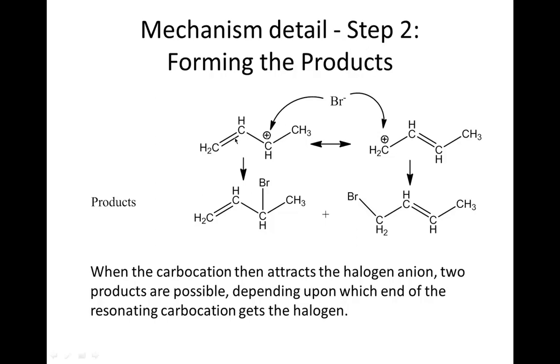This one is a monosubstituted double bond with a secondary carbocation. This one is a disubstituted double bond with a primary carbocation. So maybe we need to decide, or we need to know, what's more important in the stability argument, the carbocation or the double bond.